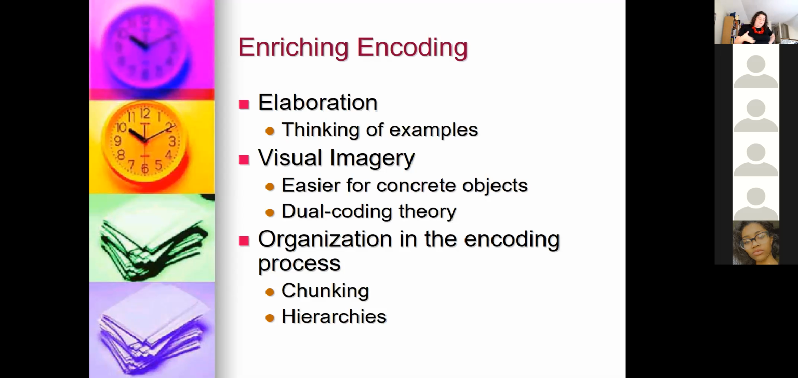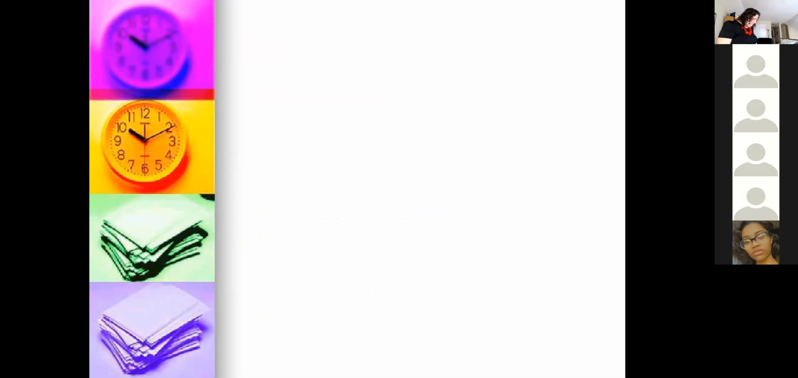Organization in the encoding process also can help. So chunking is where you're organizing items into manageable units, so into chunks of information. And then hierarchies are where you organize information into hierarchies composed of broad concepts divided and subdivided into narrower concepts. And again, just like trying to imagine a picture for equality, right? It's sort of hard to envision chunking and hierarchies without examples. So I do have them.